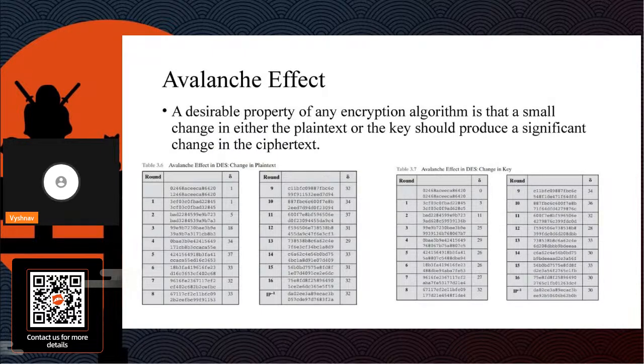The avalanche effect. What is the avalanche effect? It is a desirable property of any encryption algorithm wherein if an input is changed slightly, the output changes significantly. As we can see, this is a change in plaintext, and this is a change in key. If I change 1 bit in plaintext, 32 bits in the output are changed after passing through the initial permutation, 16 rounds and the inverse initial permutation. So it is significantly more. It is the same with the key. If we change 1 bit in the key, in the first round 30 bits are changed at the output.